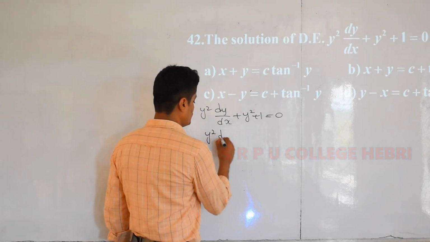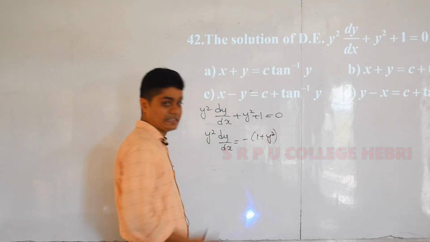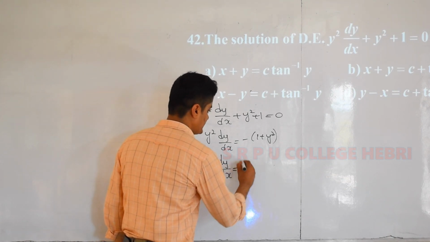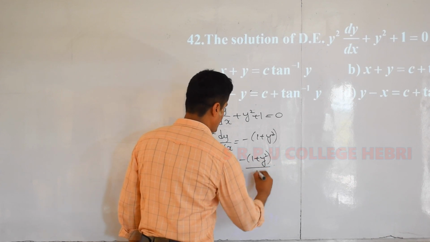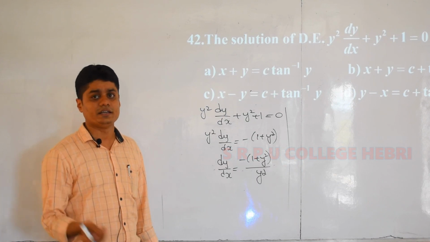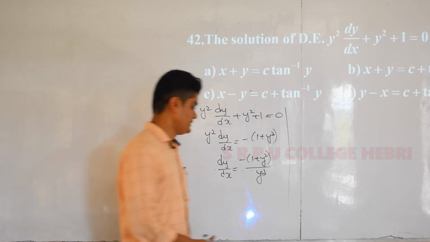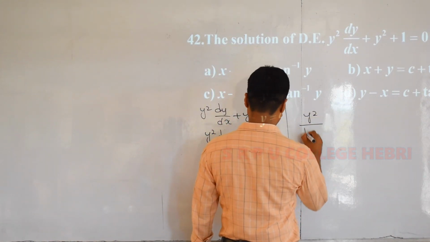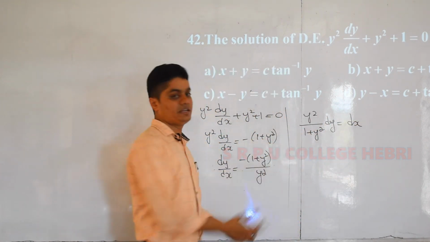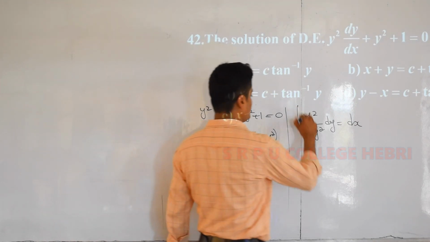So y square into dy by dx is equal to minus of 1 plus y square. Separation is possible, so it belongs to variable separable. So dy by dx is equal to what? Minus 1 plus y square divided by y square. Okay, the variable separation is done. Now what should we do? To integrate, we have to rearrange the pattern. When you rearrange, you will get y square by 1 plus y square into dy, because to integrate, dy should be on one side and dx on the other side. So we can separate them for integration. Now this is ready for integration.